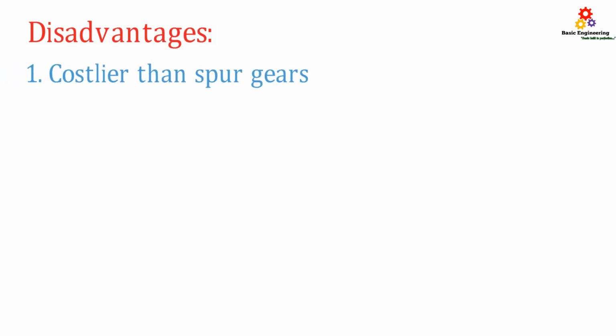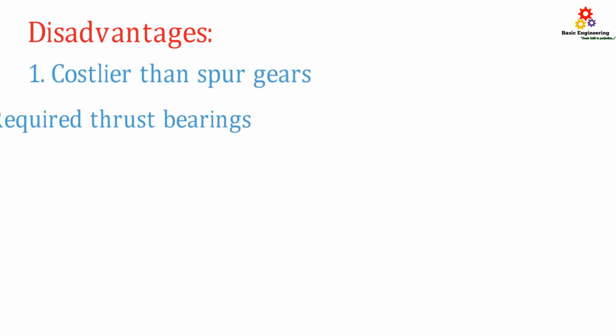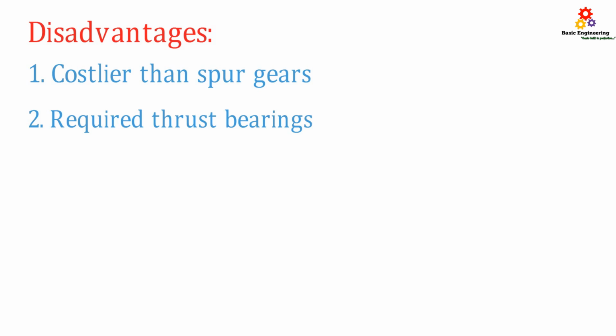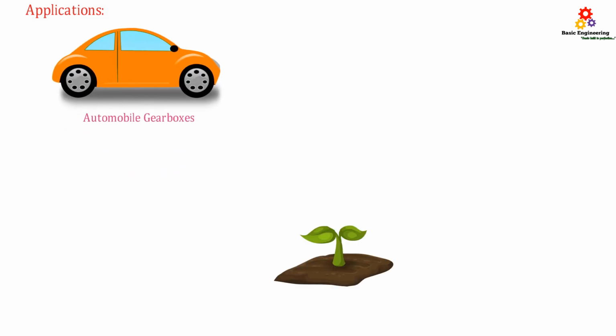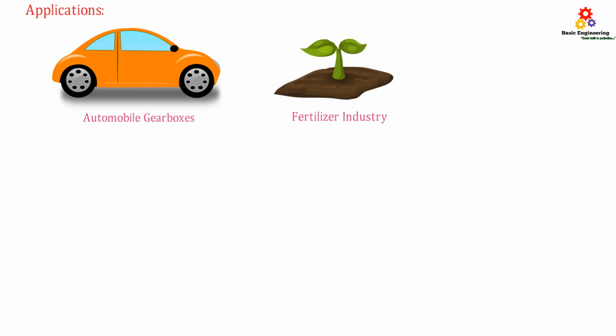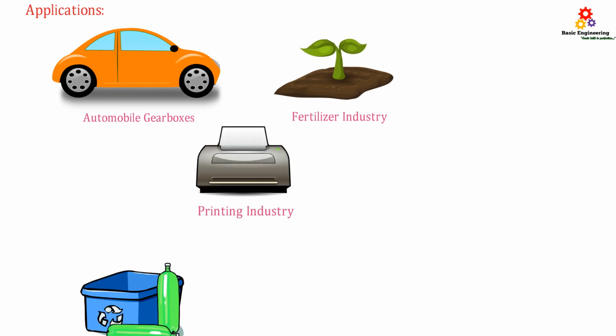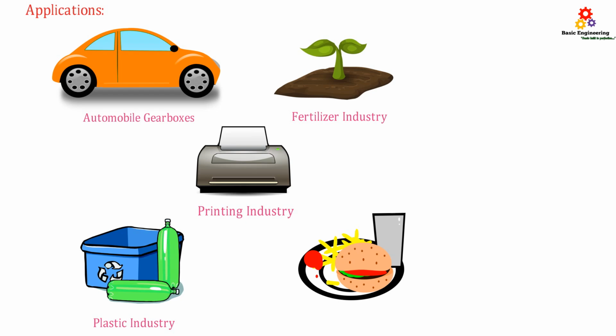Disadvantages: it is costlier than spur gears. The helix angle introduces axial thrust on the shaft, so thrust bearings are required. There is power loss due to axial thrust, and this thrust generates heat. Applications of helical gear. Helical gears are used in automobile gearboxes. These are used in the fertilizer industry, printing industry, plastic industry and food industry.